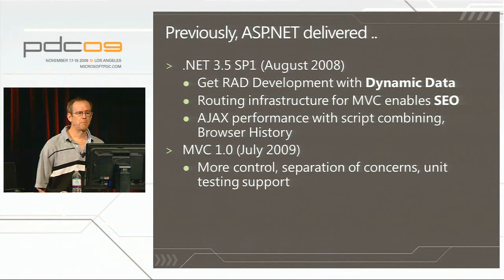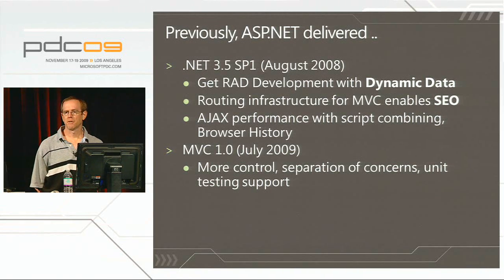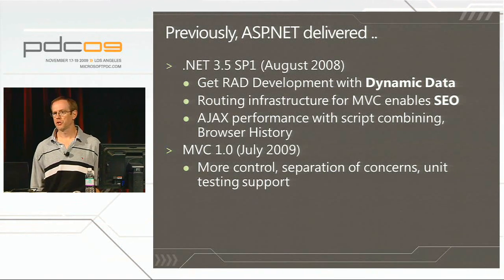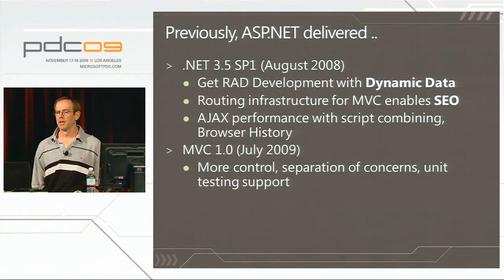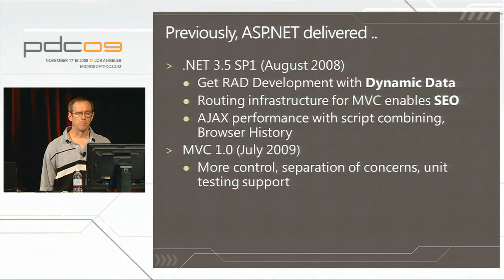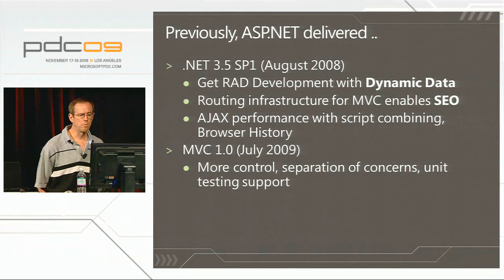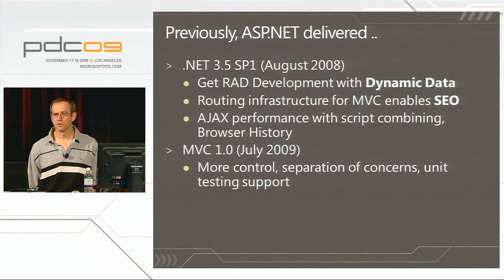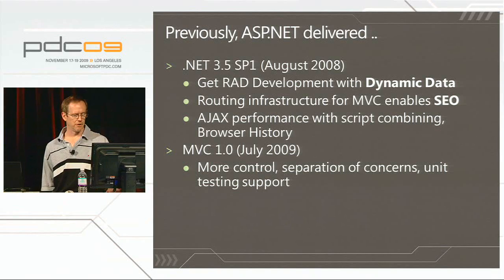In .NET 3.5 SP1, we focused a lot on RAD development. So we did some work with something called dynamic data, which allowed people to build applications really quickly on ASP.NET. Basically, if you had a LINQ to SQL or Entity Framework data model, you could just point your application to that, and we would scaffold an application. We also did some routing infrastructure for MVC, and it also enables SEO. And we did some AJAX performance with script combining and browser history. And then shortly after that, we released MVC 1.0. That's our pro developer framework, which really focuses on giving the developer more control, separation of concerns, and great support for testing.